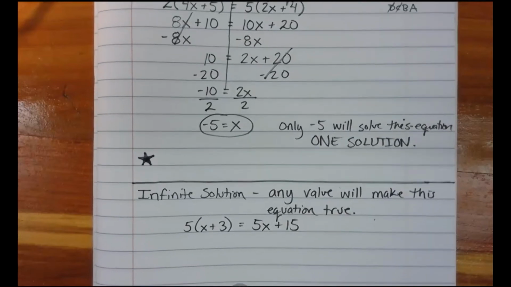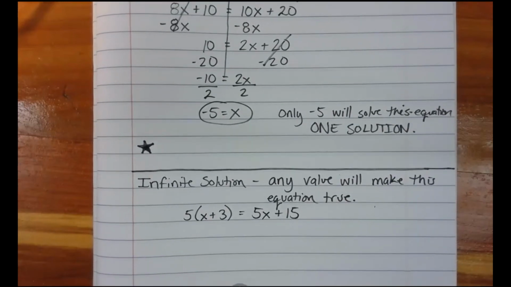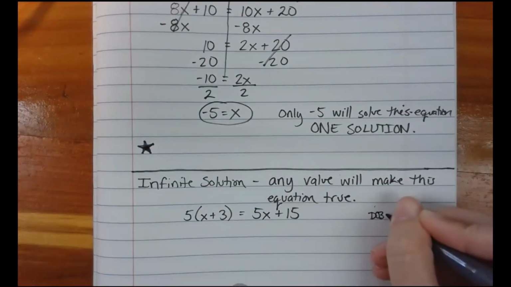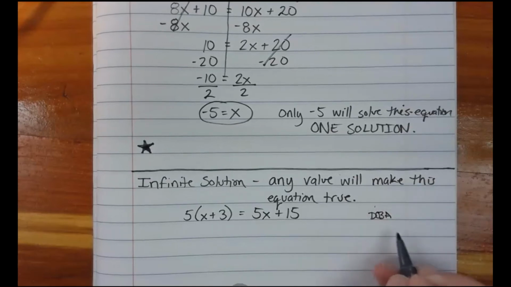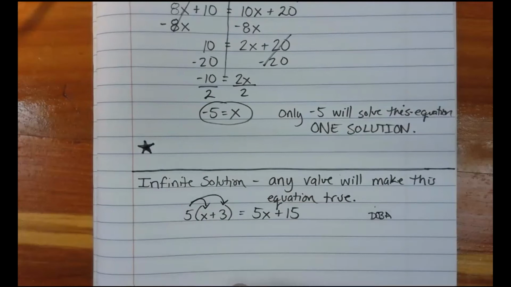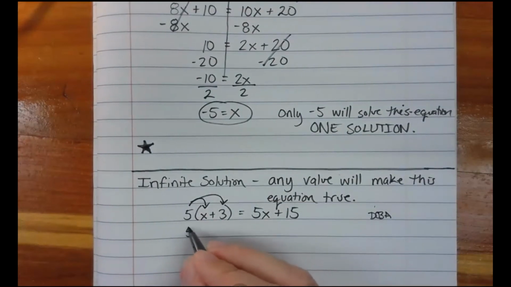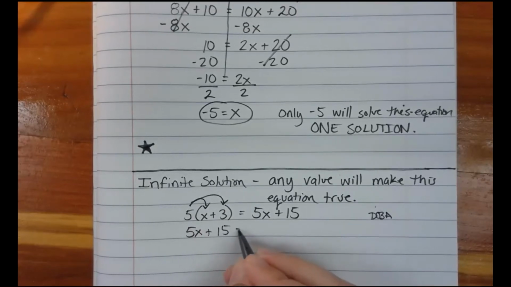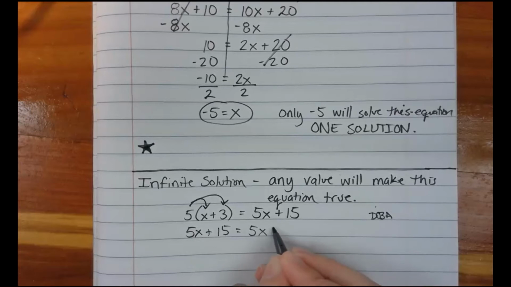All right. And so I don't know in the beginning whether it has one solution or infinite solutions. So I'm just going to, again, start solving like I know, D, C, B, A. I'm just going to start with those normal steps. So distribute still comes first. We're going to distribute the 5. So we get 5x. And then 5 is going to get distributed to the 3. That's 15 is equal to 5x plus 15.